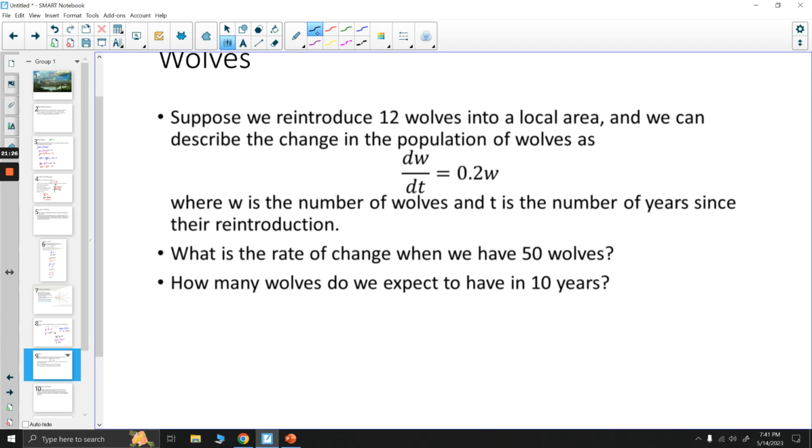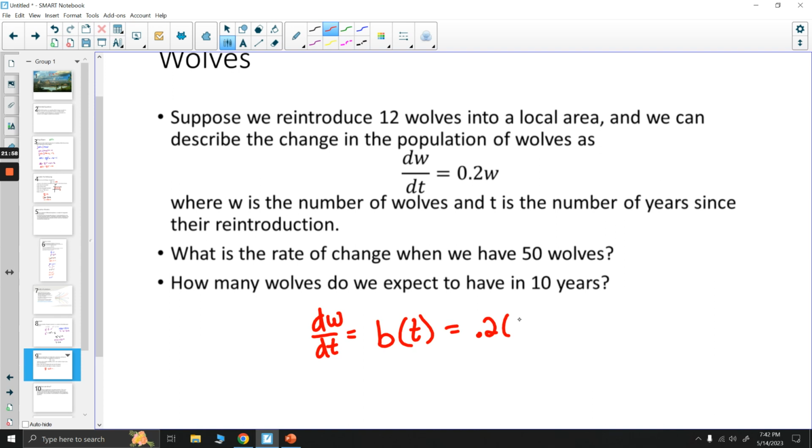Okay, so let's start with the first question. What's the rate of change when we have 50 wolves? Well, dW/dt is the change in wolves per year at any given time, so that is our rate of change. That is the change in wolves with respect to time, so maybe like births with respect to time or something like that. That is the wolves per year that are increasing.